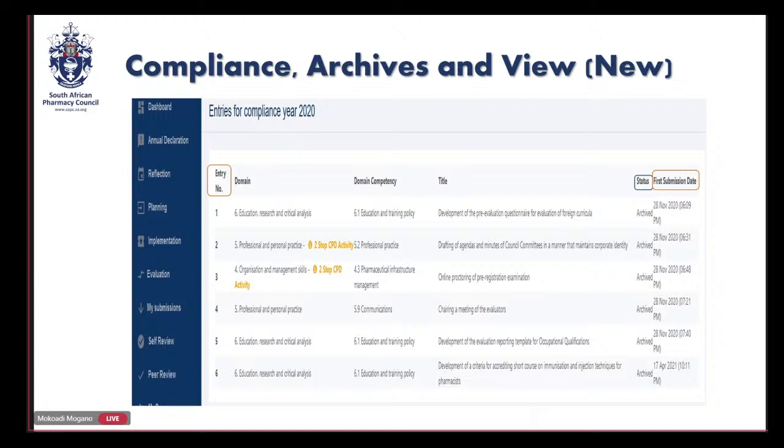We've also numbered the CPD entries so that it's easier for you to see if you are compliant with CPD activities or not yet. So there we've got like 1 to 6 CPD activities. We have the domain that has been selected by this person. We have the domain competencies, the title of the CPD activity. We also have the status, which is archived, and the first submission date. So it shows you the first submission date, right, for each entry that has been submitted. So that is the information that we've added onto the new system.